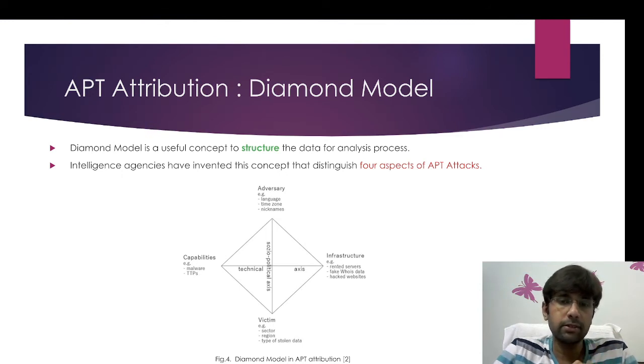So let us consider the adversary pillar. In this pillar, the cyber intelligence agencies will try to identify the language, time zones and nicknames. Language means whenever there is an APT attack, the attackers leave malware binaries in the victim networks. They collect these malware samples and reverse engineer the payloads to understand what kind of programming style and what kind of language they are using, and based on that they attribute some score.